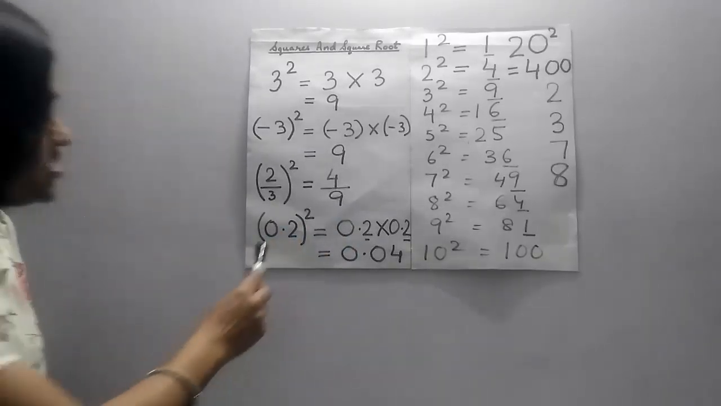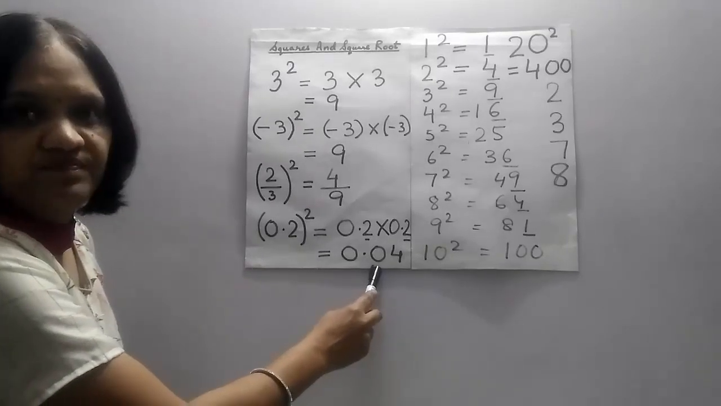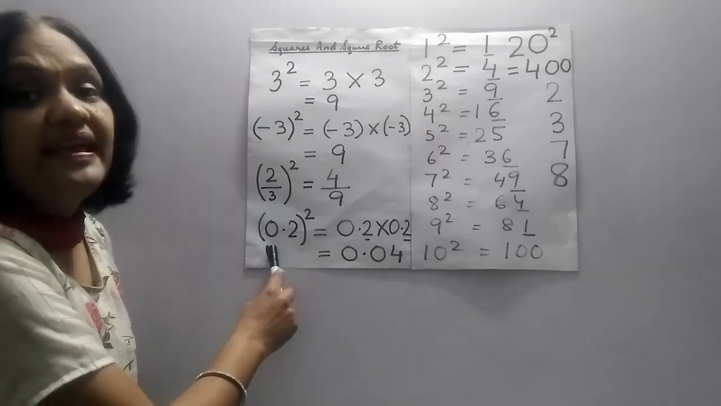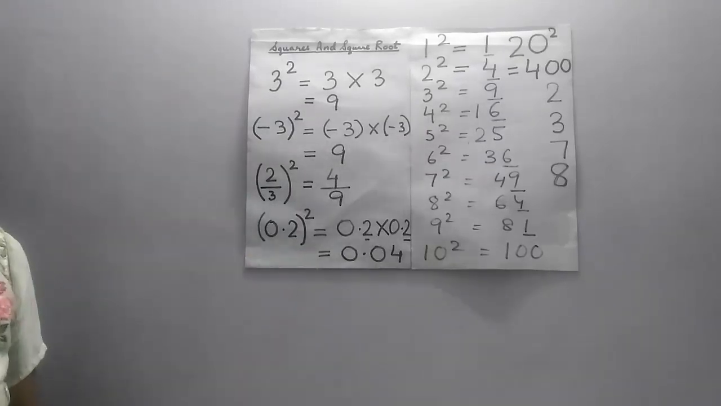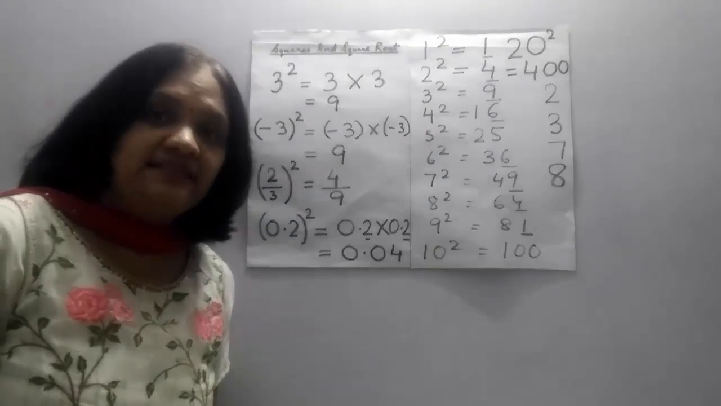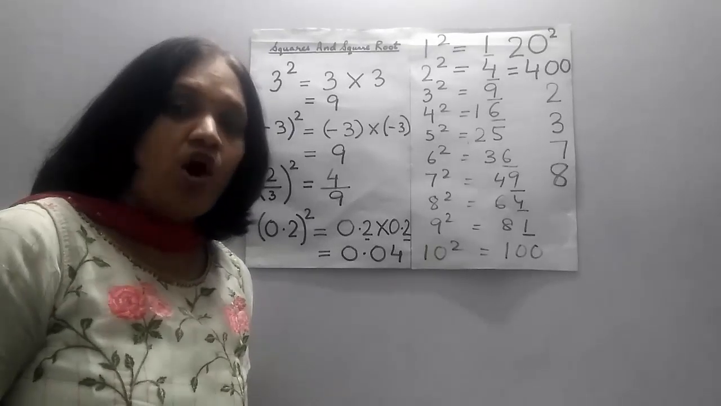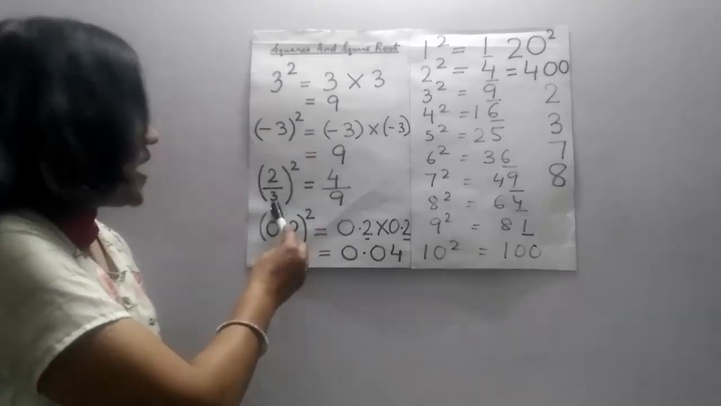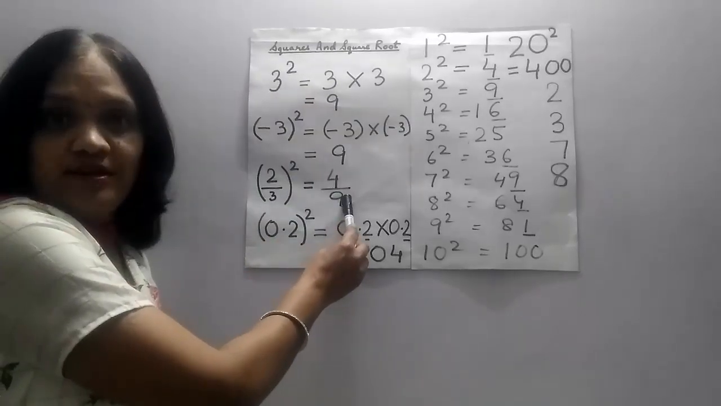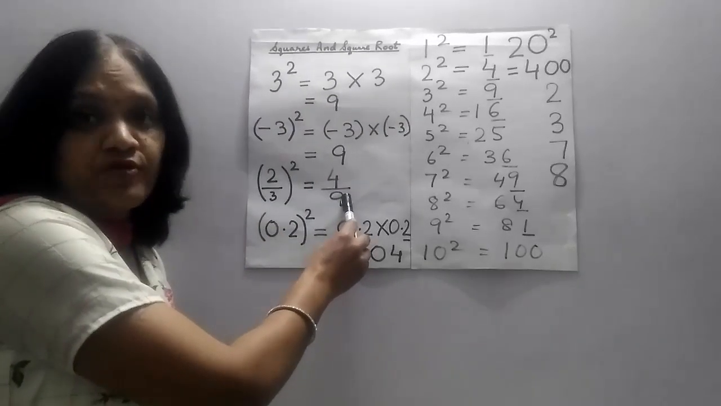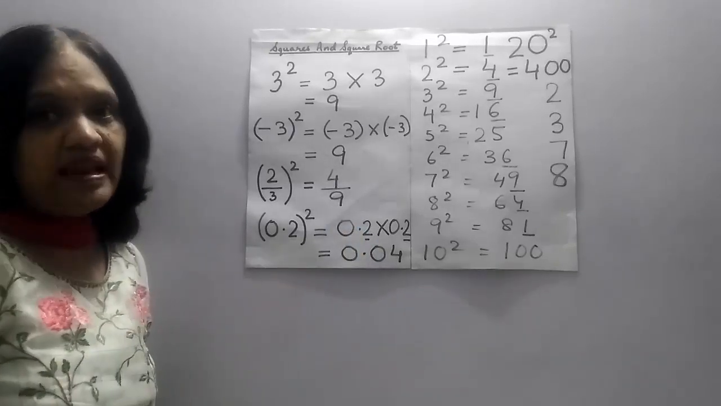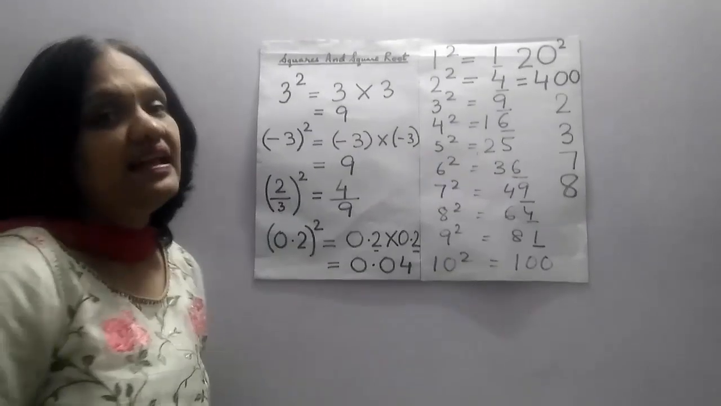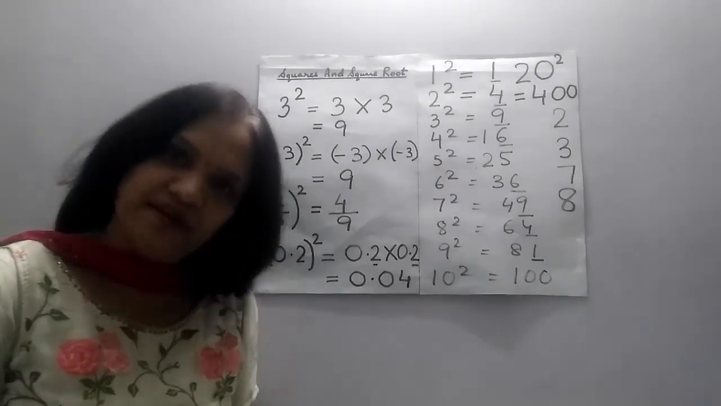Same way, when we are squaring this decimal number, is 0.04 less than 0.2? Yes. So we come to understand another property of squares, and that is the square of a fraction is less than the fraction itself, as well as the square of a decimal number is less than the decimal number itself.